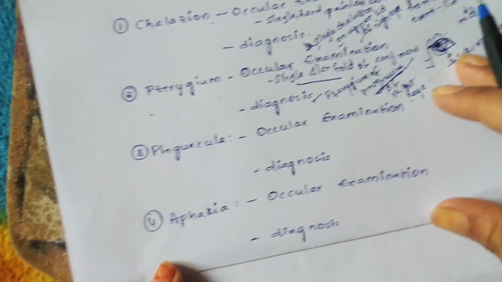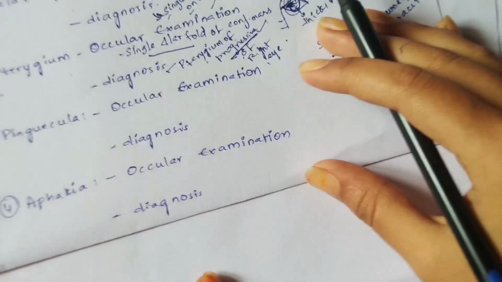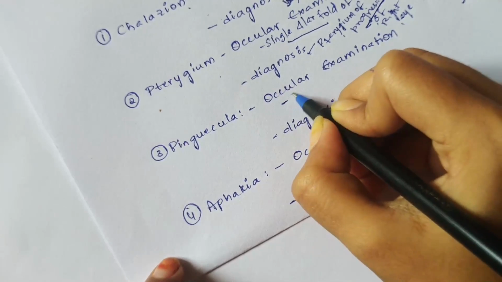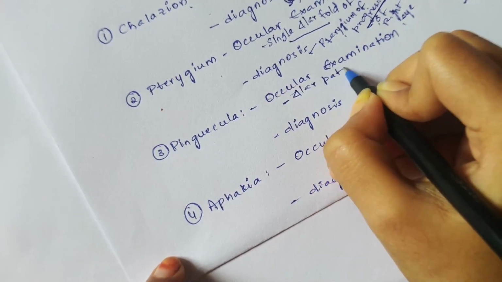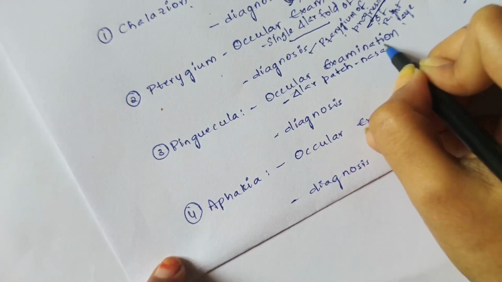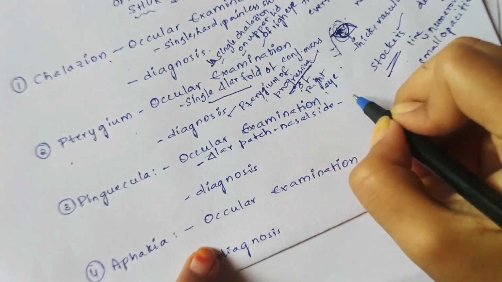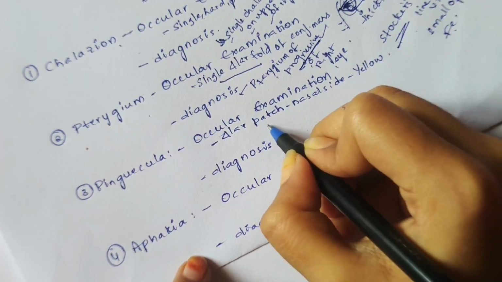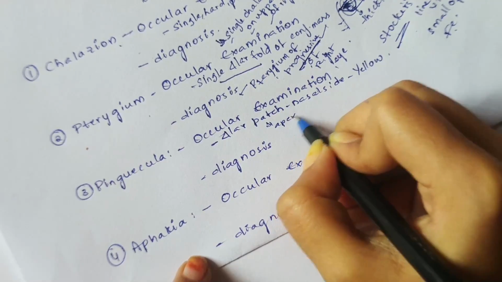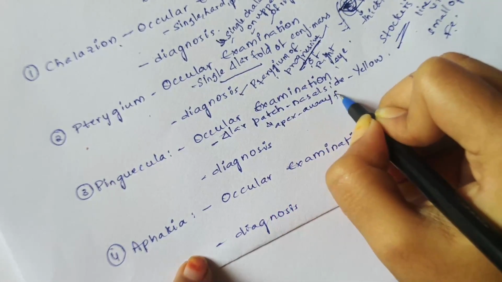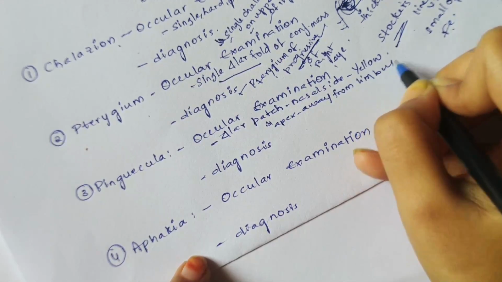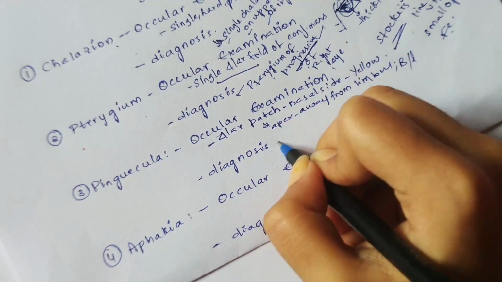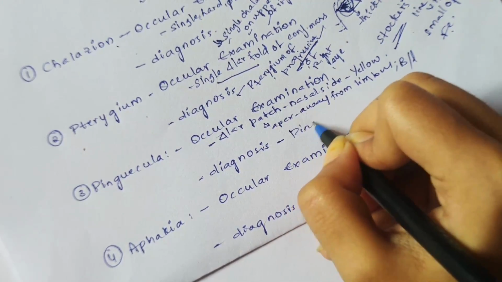We completed pterygium. And now moving on to pinguecula. Pinguecula is a triangular patch. It is seen on the nasal side and it is yellow in color. It appears as fat, and its apex is directed away from the limbus. These points you will write, and it is bilateral. What is the diagnosis? Of course, pinguecula.